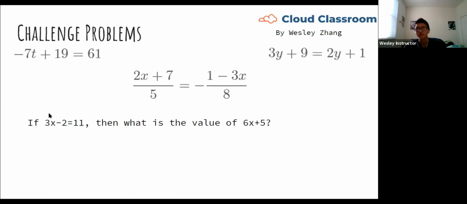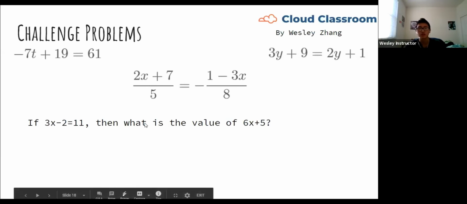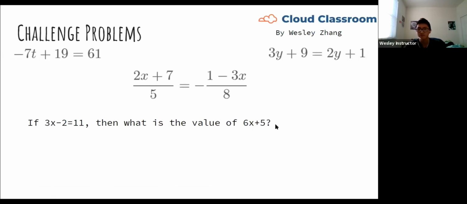So this one's a little bit different from the other ones. This one, you don't need to solve for x exactly. You just gotta look for patterns, I guess. You guys know 6x is twice as 3x, so that's how you get the value of 6x. So thinking outside the box a little bit.